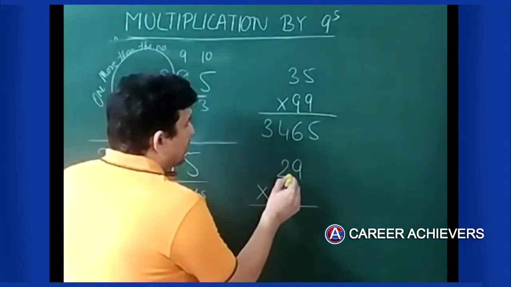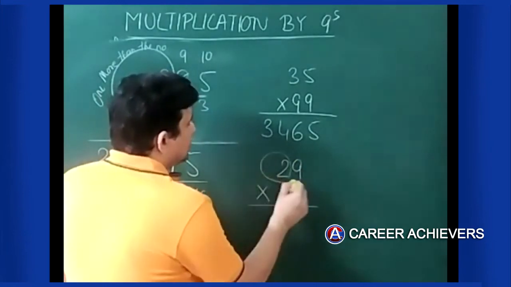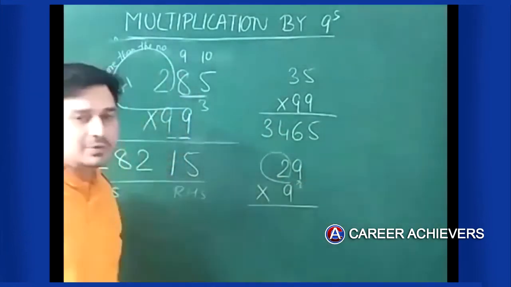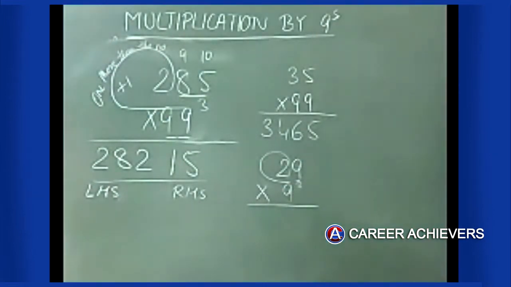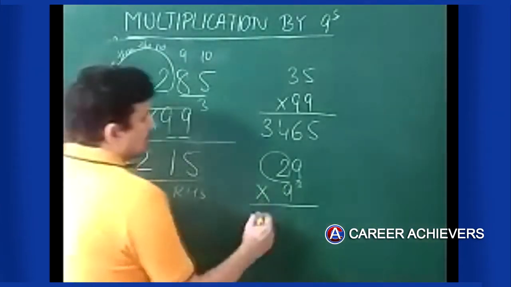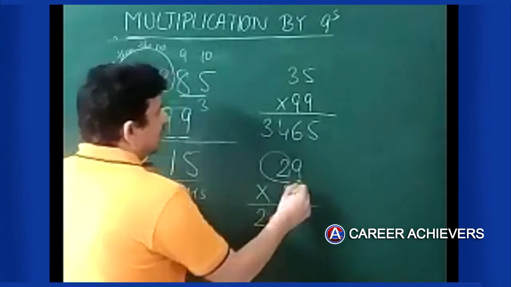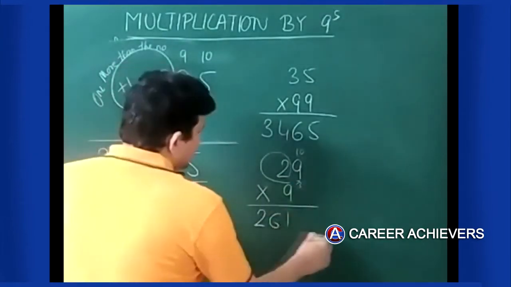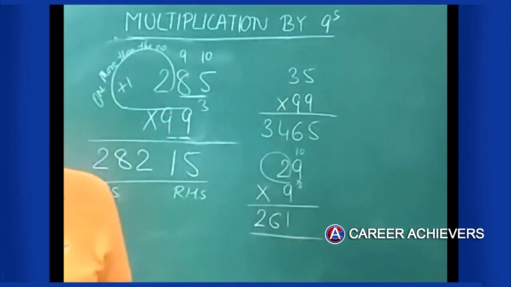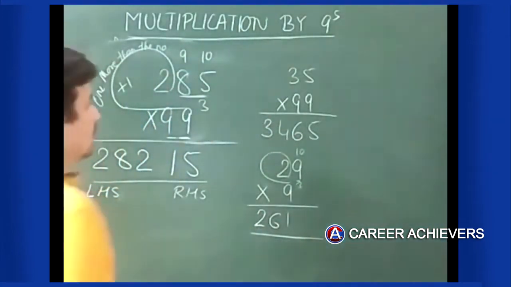You can add 1 to 2. It becomes 3 and subtract 3 from this number. 29 minus 3 is 26. 26, and then all from 9, last from 10 to only 1 digit. So 10 minus 9 is 1. So the answer is 261.